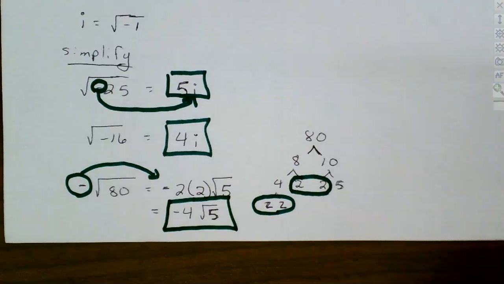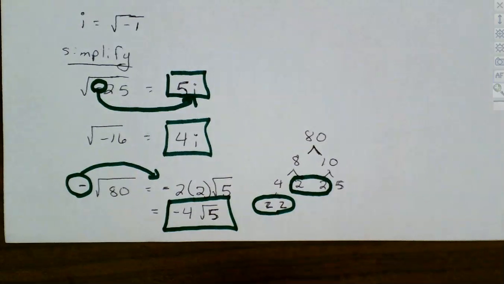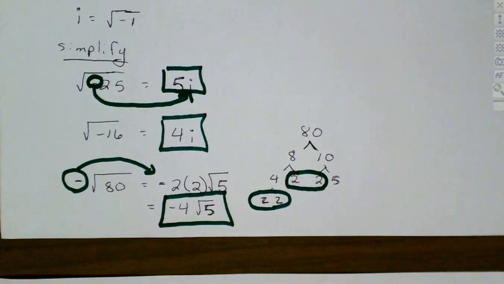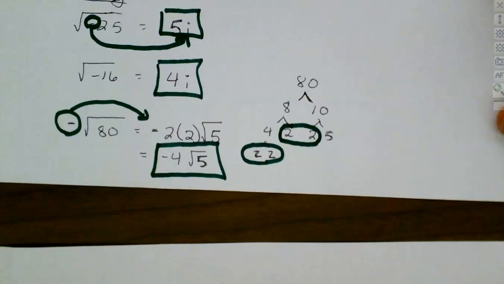Why does it not have an i? The reason is that negative was out in front. If it's out in front, it just comes along with it. If it's inside, then we have to bring out an i. Let's do a couple more of these. This is the hardest part of this section, just breaking up these roots.